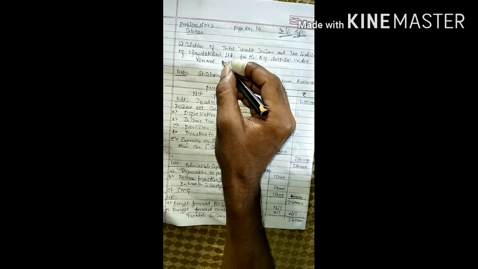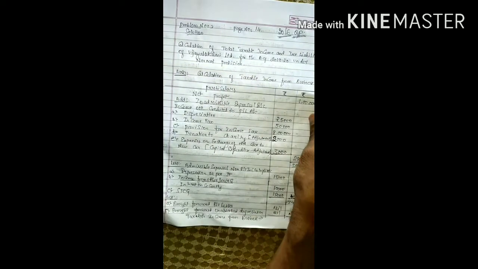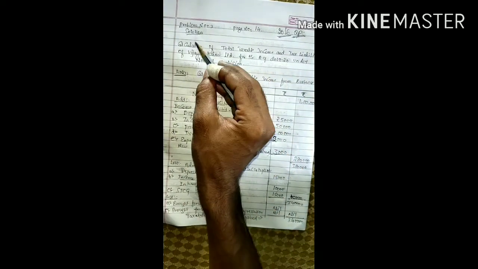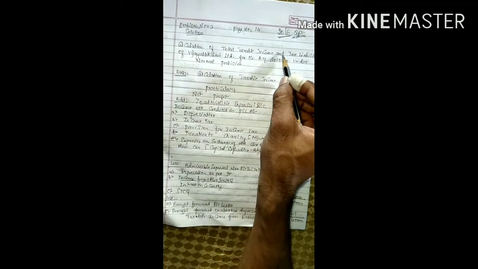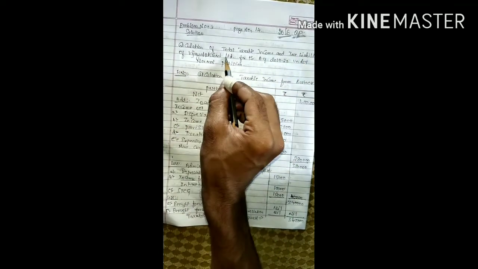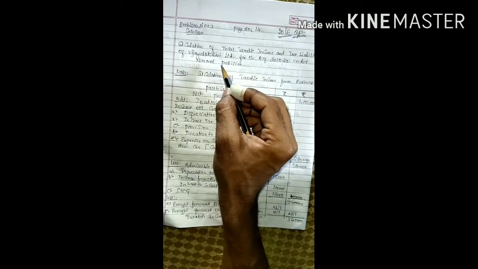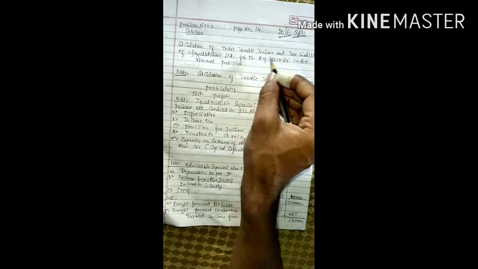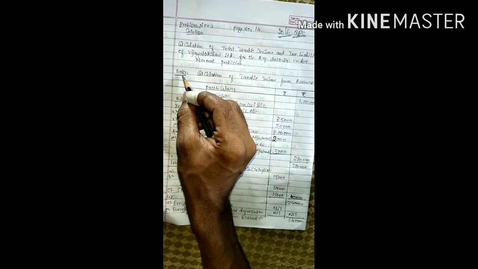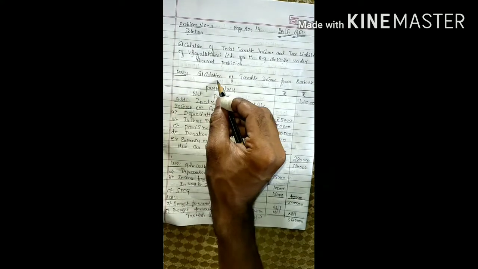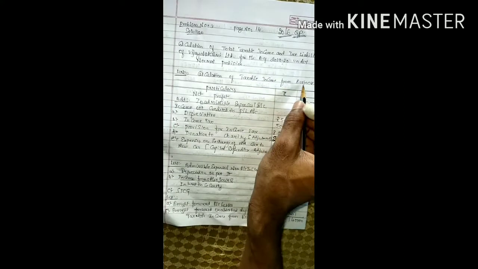In continuation to the explanation of problem number 3, this is the solution part. Calculation of total taxable income and tax liability of Vijay Lakshmi Limited for the assessment year 2019-20 under normal provision. Before step number 1, we have to do the calculation under working note number 1, that is, calculation of taxable income from business.